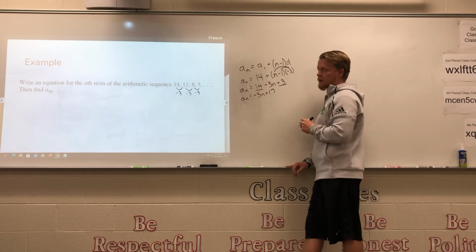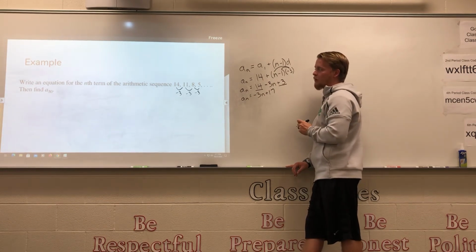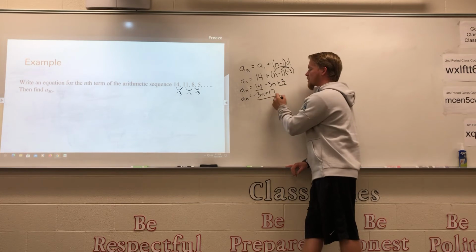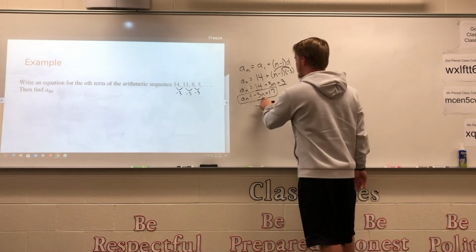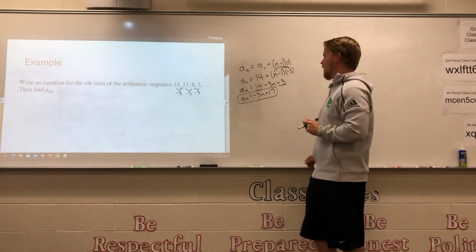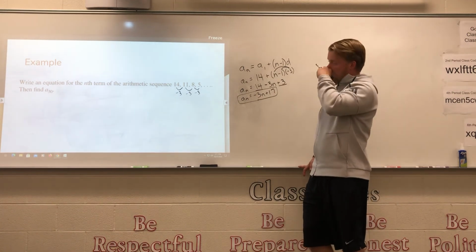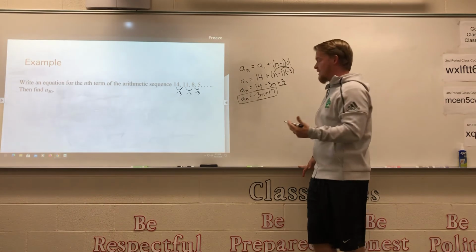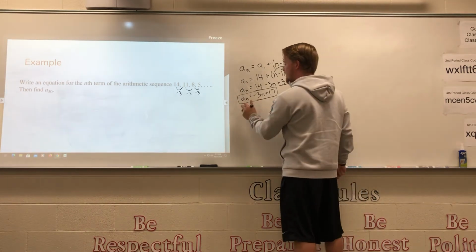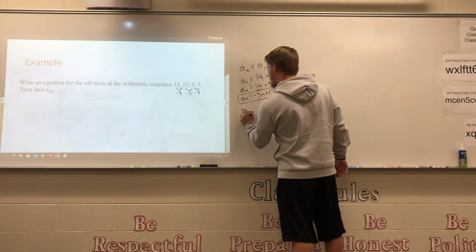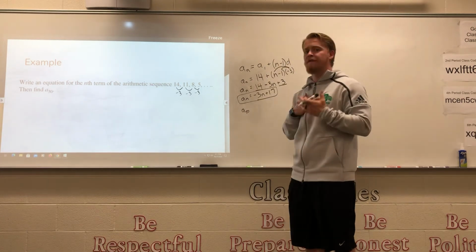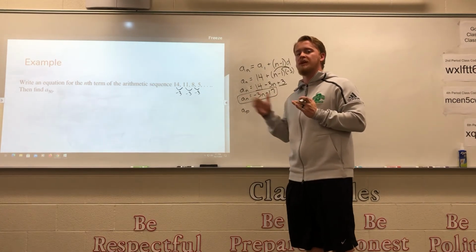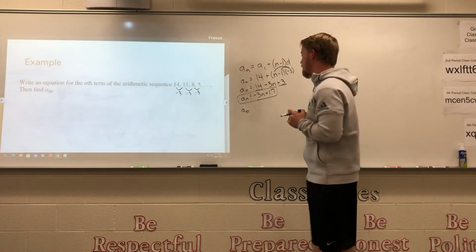So, for the first part, it says write an equation for the nth term of the arithmetic sequence. There's your equation: a_n equals negative 3n plus 17. So, they want us to find a_50. So, a_n becomes a_50. So basically, we're finding what that 50th term would be in this problem.